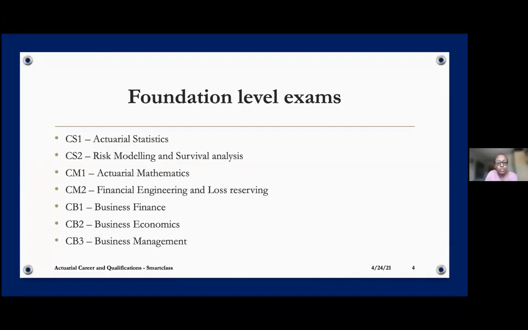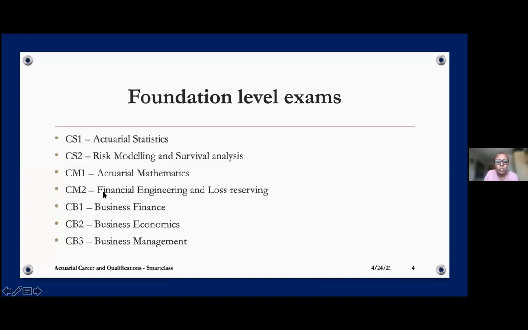While CM1 and CM2, CM1 mainly focuses on financial mathematics and life contingencies, which I believe, again, we cover a lot of. And both CM1 and CM2 also involve a Paper 2 of Excel exam, which again, you also have to be knowledgeable of how to use your Excel. Well, CB1, CB2, and CB3 are basically business exams, and CB1 and CB2, again, are most of the subjects we cover from UDSM. Just to note, these two are also basics of what we cover.